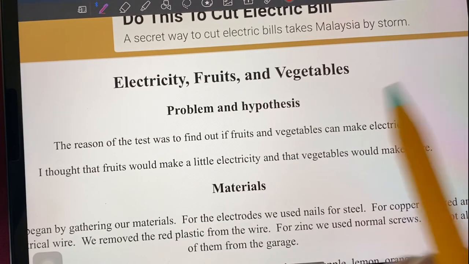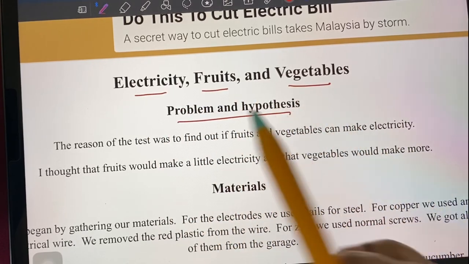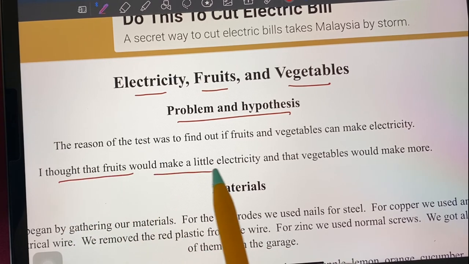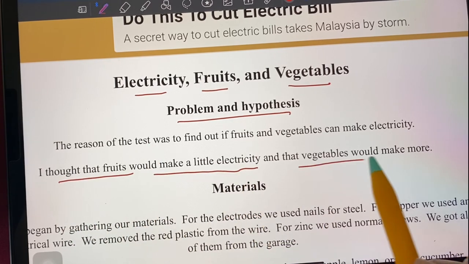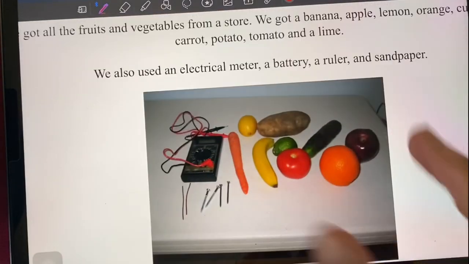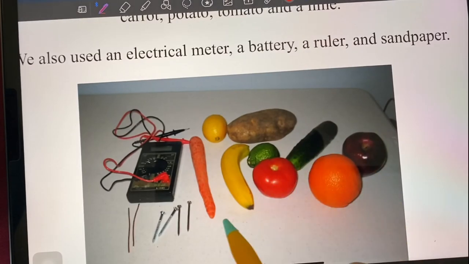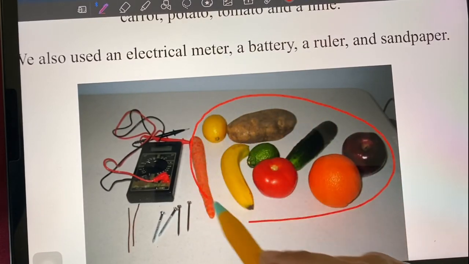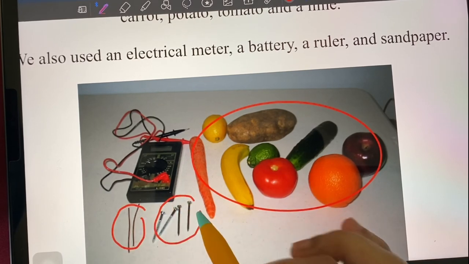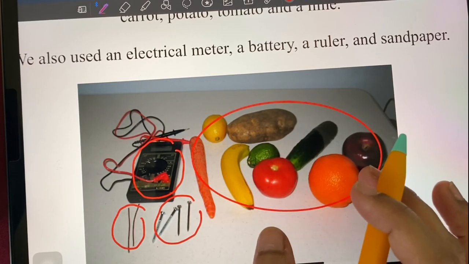So this is the problem and hypothesis: electricity, fruits and vegetables. Alright, I thought that fruits would make a little electricity and vegetables would make more. This is the hypothesis. So how do they set up this experiment? Here they have many different fruits and vegetables. And then here we have an electrode. Here we have a device to measure electrical current.